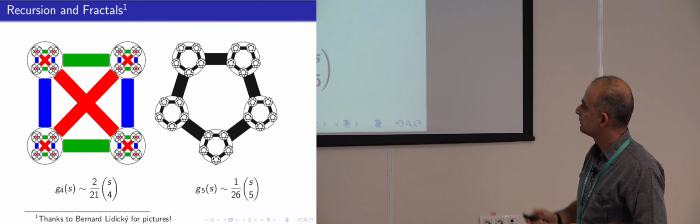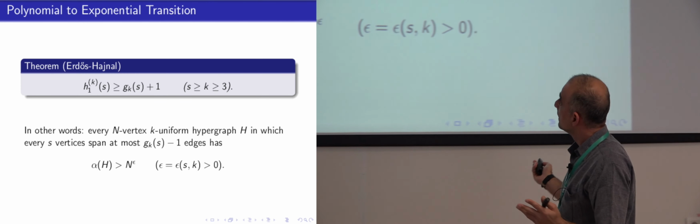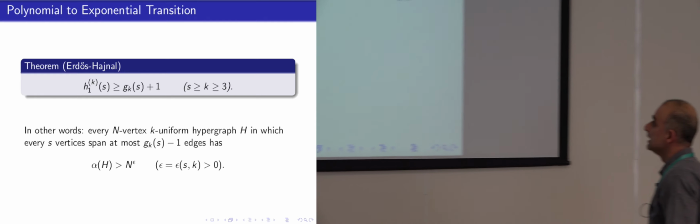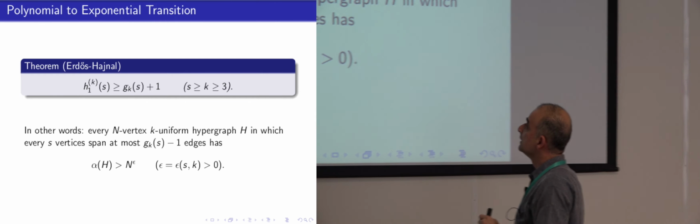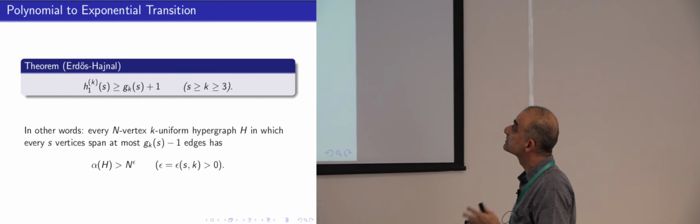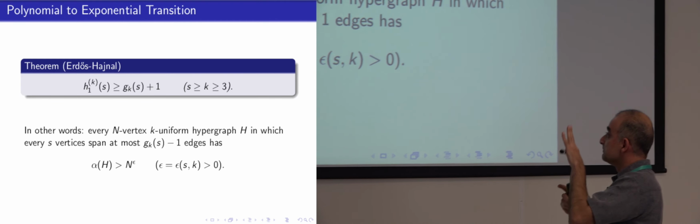Okay, but these are just to give you a feel for the numbers. What have they got to do with anything? The reason they come up is because Erdős and Hajnal proved, in a surprisingly simple proof, that this first threshold is lower bounded by this value G sub k of S. Now there's a lot of definitions and maxes and mins and so on.